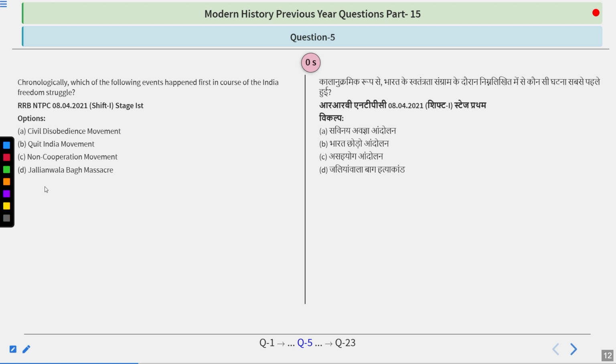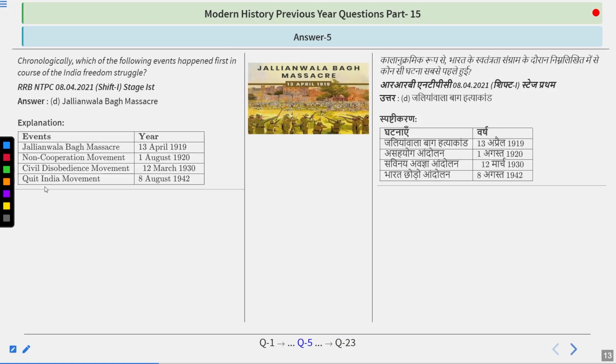And I guess the answer you are looking for is quite right, because the answer is Jallianwala Bagh Massacre. The Jallianwala Bagh Massacre happened on the day of Vaisakhi on 13th April 1919. Non-cooperation movement happened on 1st August 1920. Civil disobedience movement happened on 12th March 1930. Quit India movement happened on 8th August 1942. So Jallianwala Bagh Massacre was the oldest one.